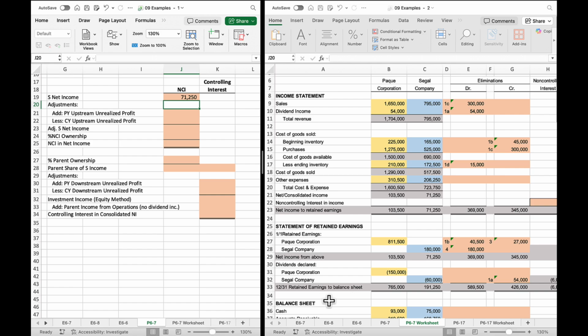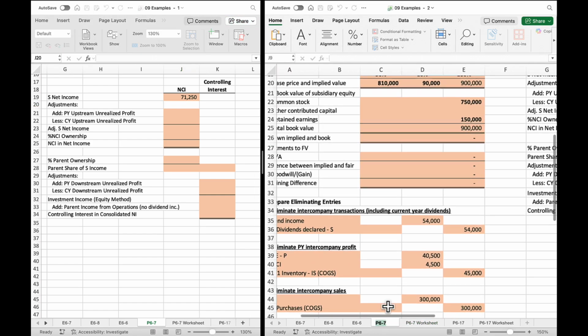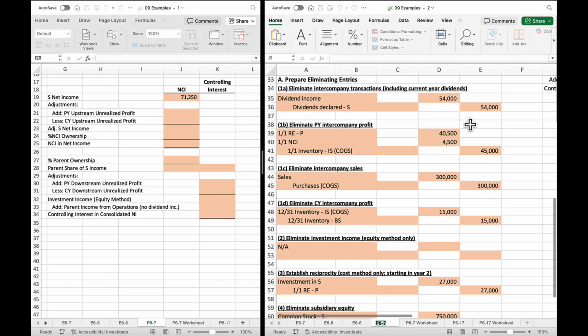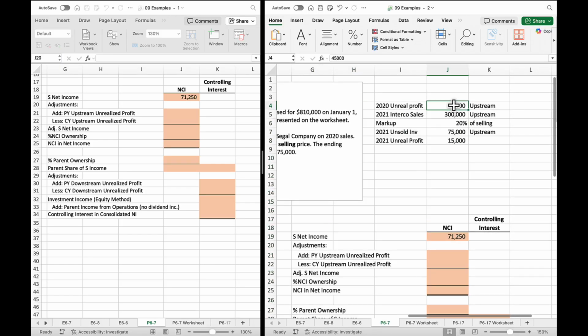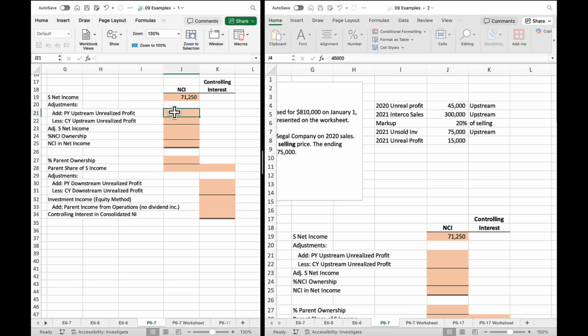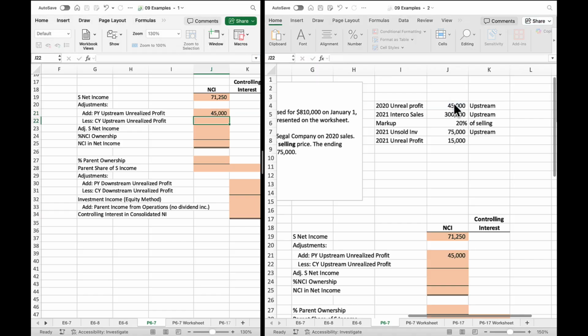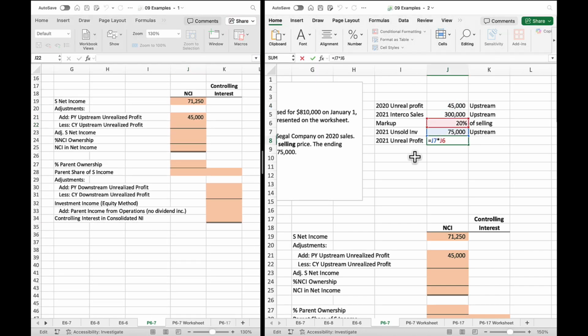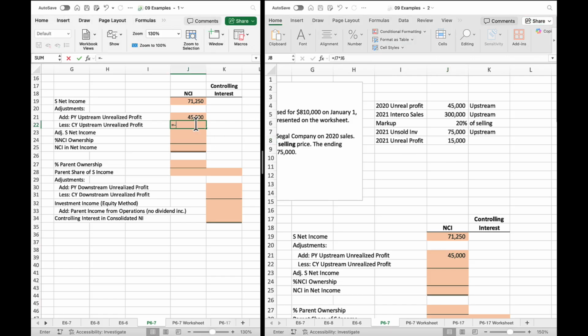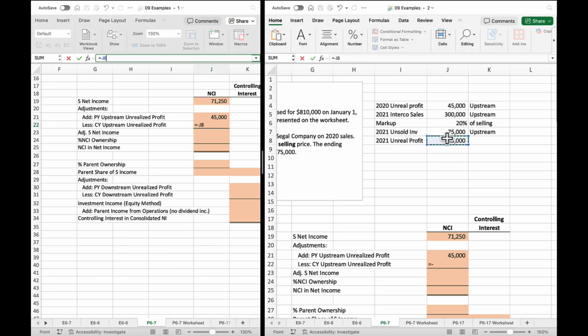And so in our question here, we saw that we had prior year, let's see where I have it. We have prior year unrealized profit upstream of $45,000. So last year we didn't let them recognize it. This year they are going to recognize it. So we're going to put it in there. But then at the end of this year, we had $15,000 that we said they couldn't recognize yet. So we're going to take that out and we'll let them recognize that next year.